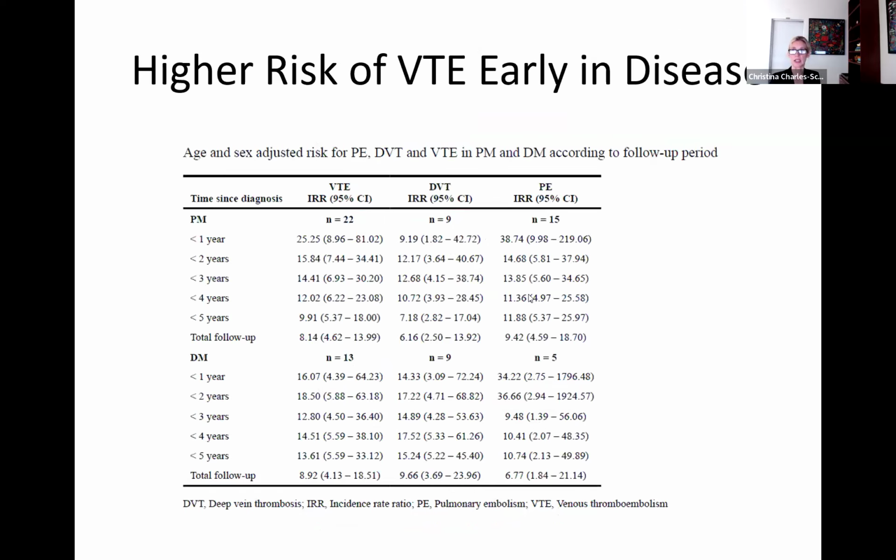So that's well known. It's also well known that it tends to happen early in the disease. So this is the time since diagnosis. We've got PM, we've got DM, and it's increased. This ratio, if it's 1, it's even, right? But if it's greater than 1, there's higher risk. So you can see 25, 15, 14, 12, 9, 8. This is higher risk of these VTEs, okay?